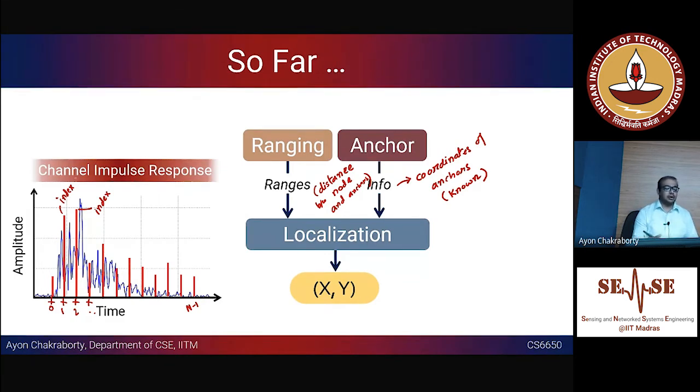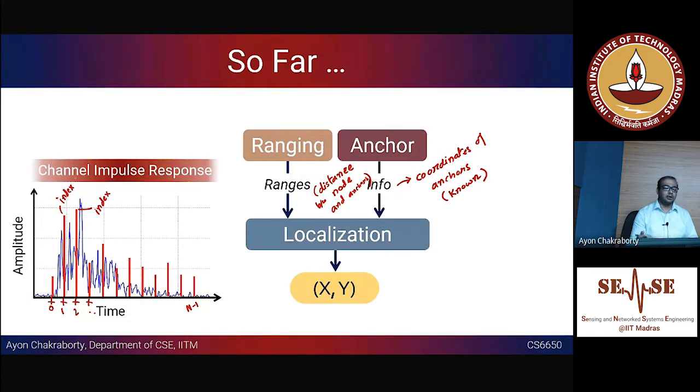Okay, and we also saw what the challenges are because of the inherent amount of noise that will be present in this impulse response. It is sometimes very challenging to know the index of the fast path. So we are aware of the way we are getting the range and what the uncertainties are that could be associated with that range.